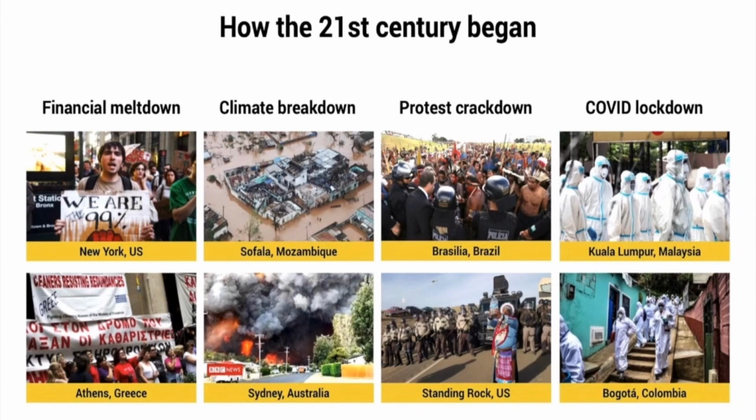Even though all these theories were prominent in the 20th century, they couldn't solve the 21st century problems. The 21st century began with the global financial meltdown of 2008. Then came the climate breakdowns across the world, as you can see from the picture, the floods in Mozambique and the wildfires in Sydney. Then came the civil wars across the world, and finally the COVID-19 pandemic and lockdowns.